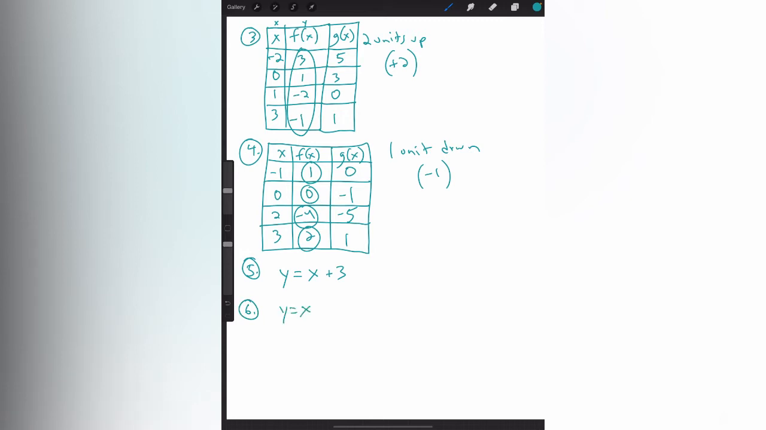Number 6, it says move 5 units down. I'm going to take my parent function. Y equals x is my parent function. I'm going to move it 5 units down and subtract 5 from it. Okay?